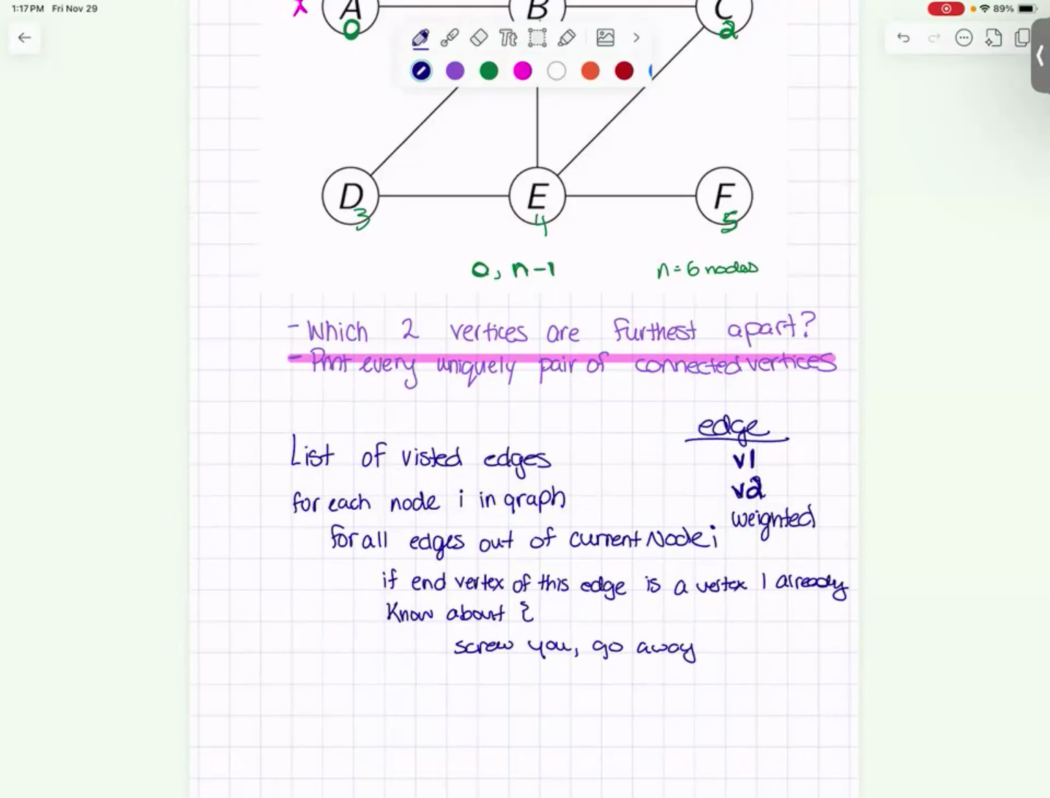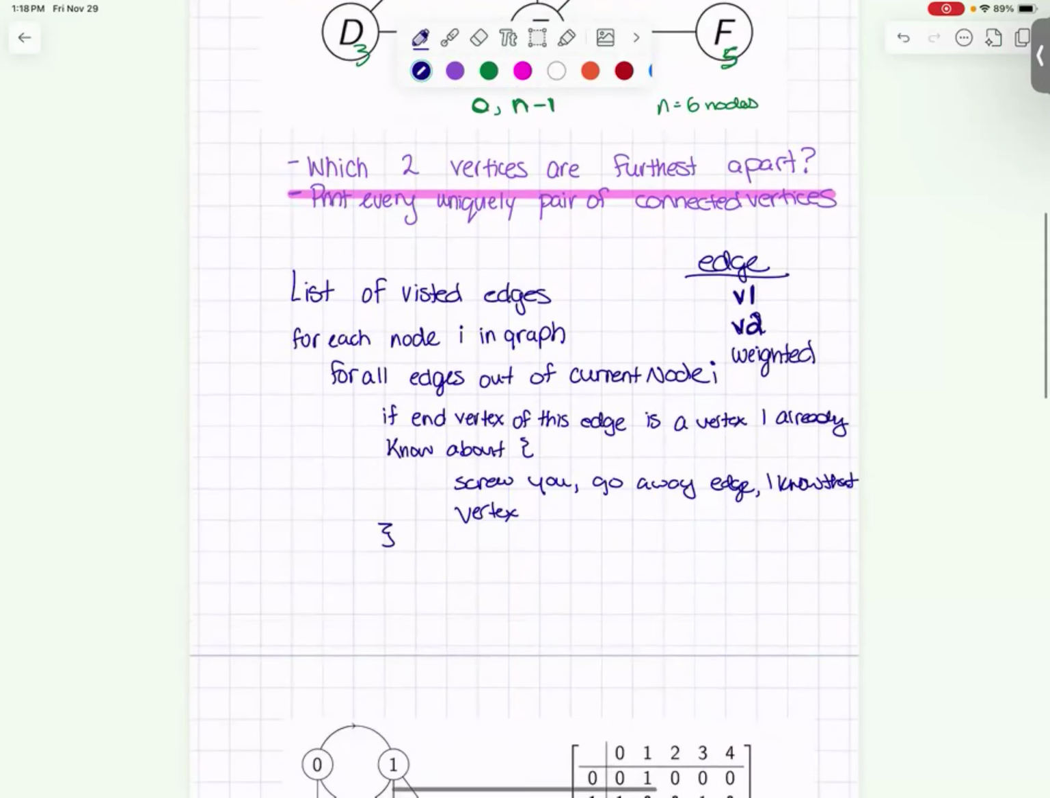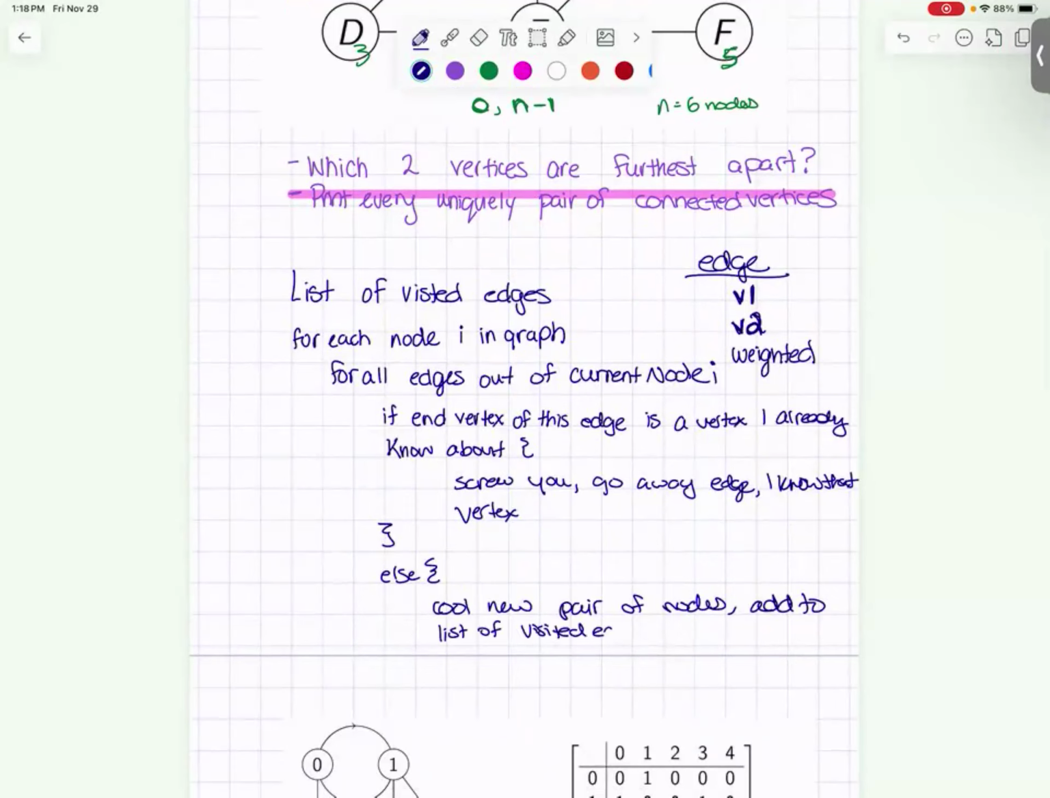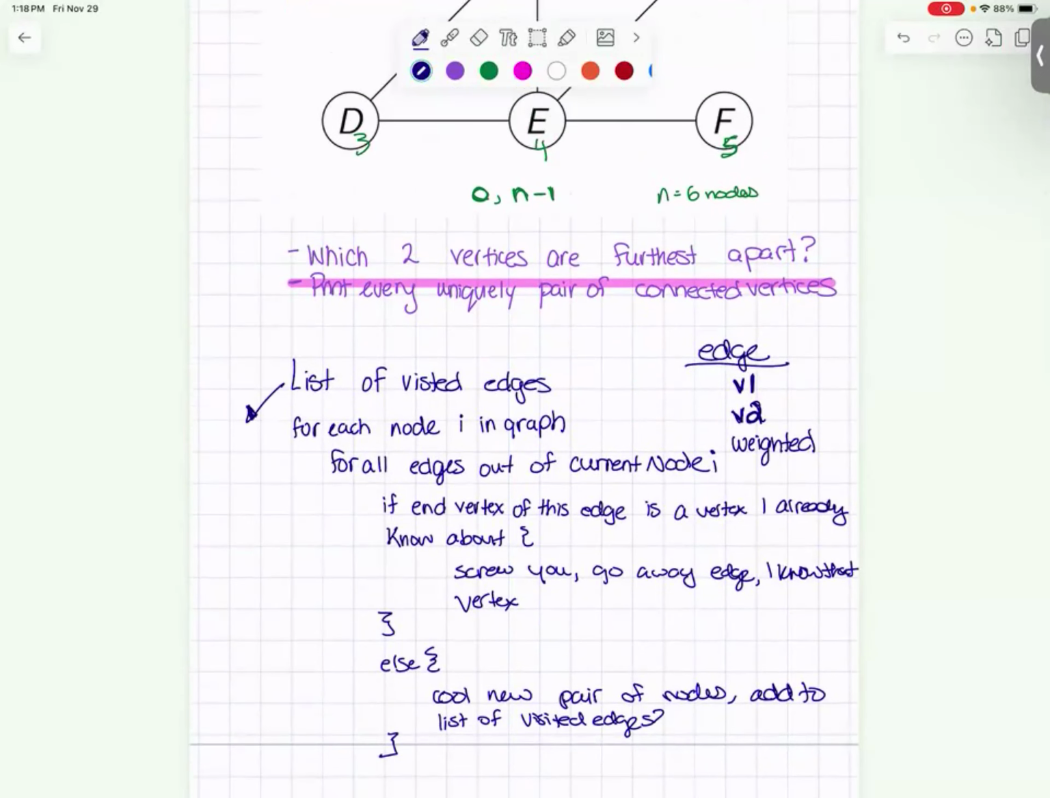Because don't forget what we're looking for. We're looking for unique pairs of vertices. And we already know about this pair of vertices. Screw you, go away edge. I know that vertex. Cool. That's super professional coding. Otherwise, we're going to say cool, new pair of nodes, add to a list of visited edges, because that's an edge that we want to keep track of. So our list of visited edges will kind of grow as follows.